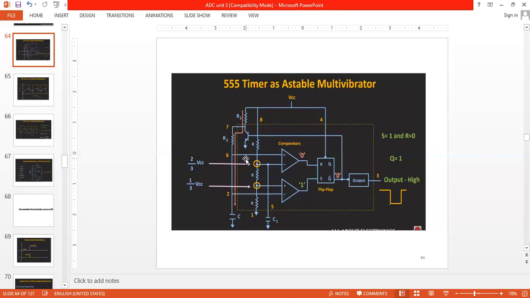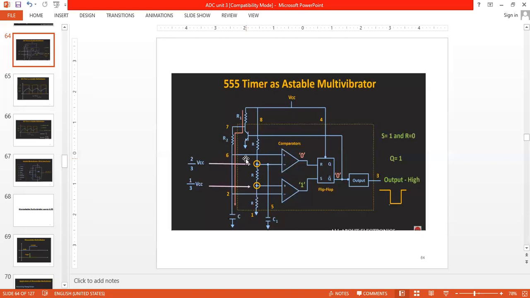One thing we need to follow in this circuit: if you connect R1 and R2, the capacitor charges through R1 and R2, but the discharge of the capacitor is done through only R2. So the capacitor charging time will be high, so the T on time period will be very high. In the reverse, the discharging time, that is T off, will be very small. So we cannot get a 50% duty cycle between T on and T off.